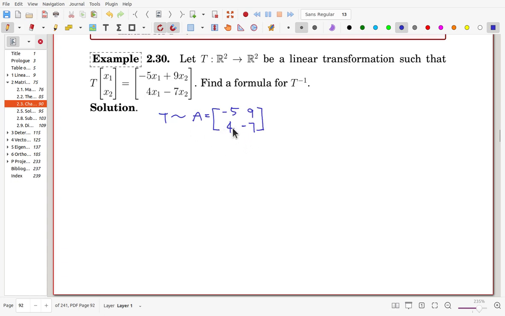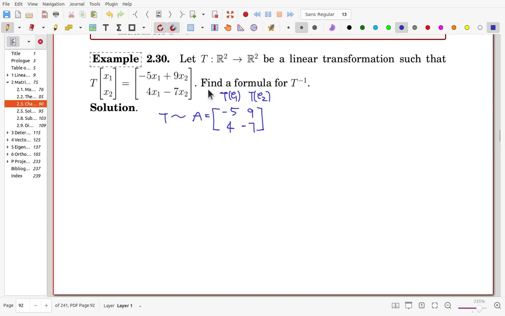In fact, originally you learned that the first column is the action on E1, and the second column must be the action on E2. So here x1 is 1 and x2 is 0, so that is exactly the first column. And for E2, x1 is 0 and x2 is 1, so the second column will appear over there. So simply collect the coefficients, and that will be the standard matrix.